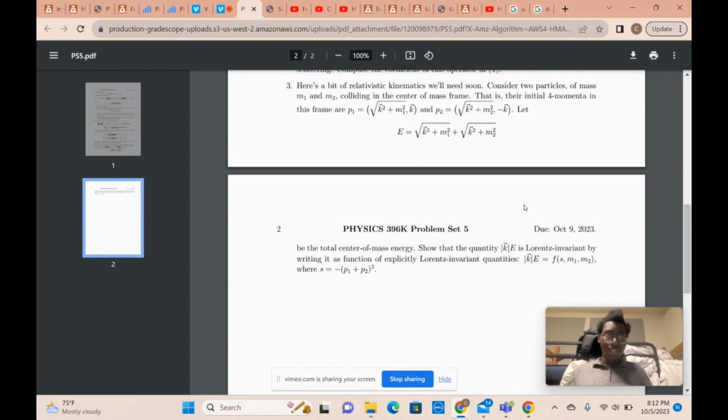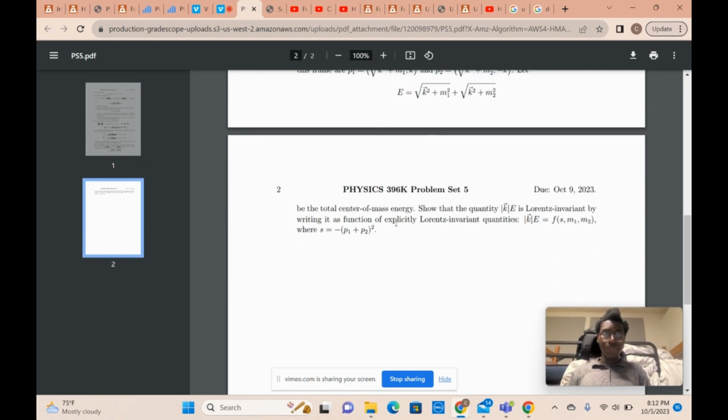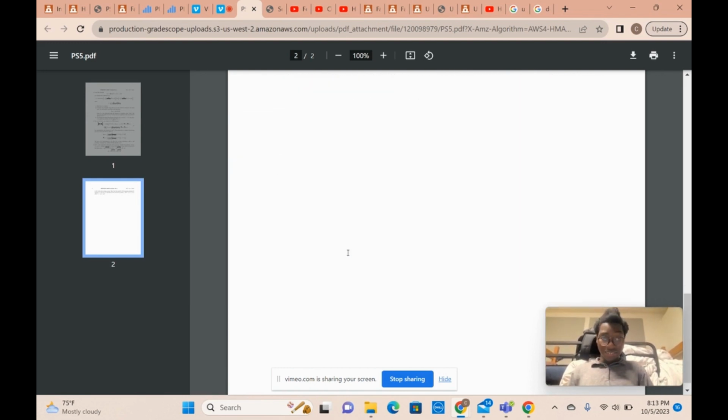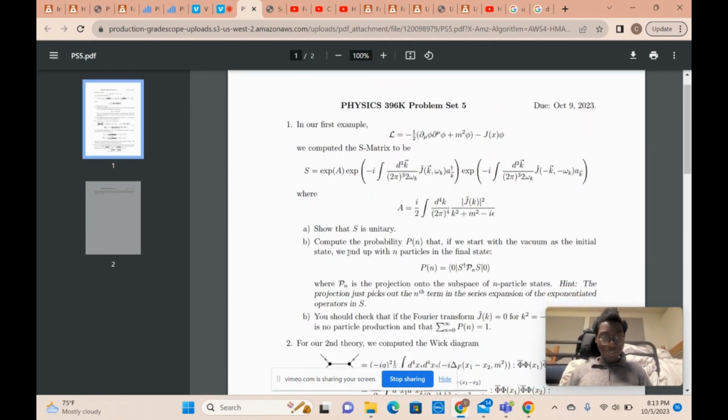So we have particles colliding head on with each other, which means that the net momenta is 0 in the center of mass frame because they have equal and opposite momenta. And he wants us to express the center of mass energy multiplied by the three momenta in terms of quantities that are Lorentz invariant. So that means we want to prove, I guess, that this quantity over here is the same regardless of what reference frame you are in. So yeah, that's pretty much the homework.